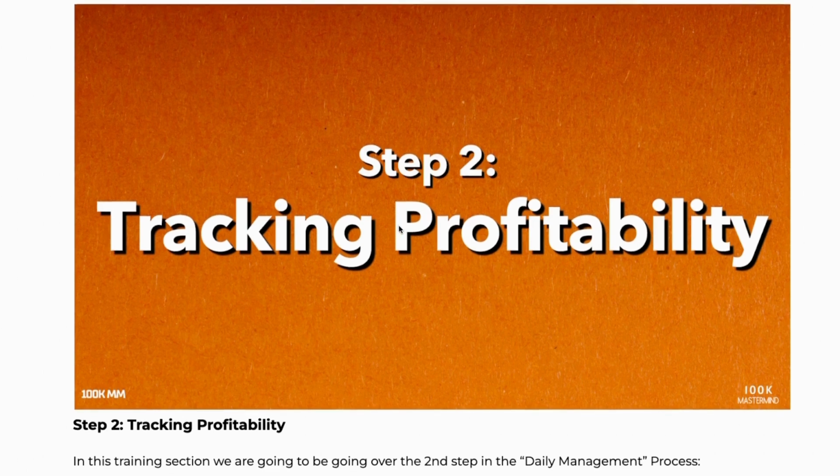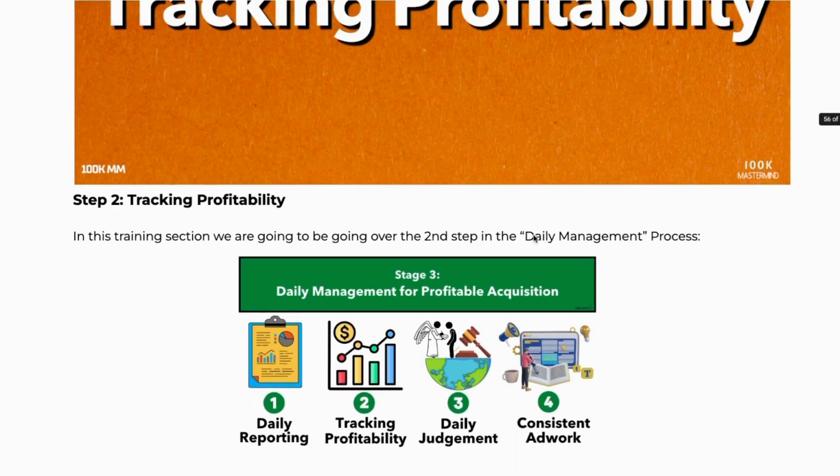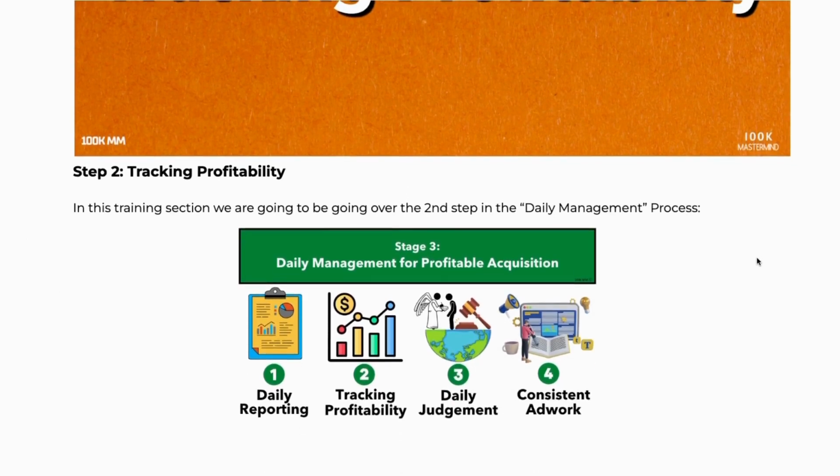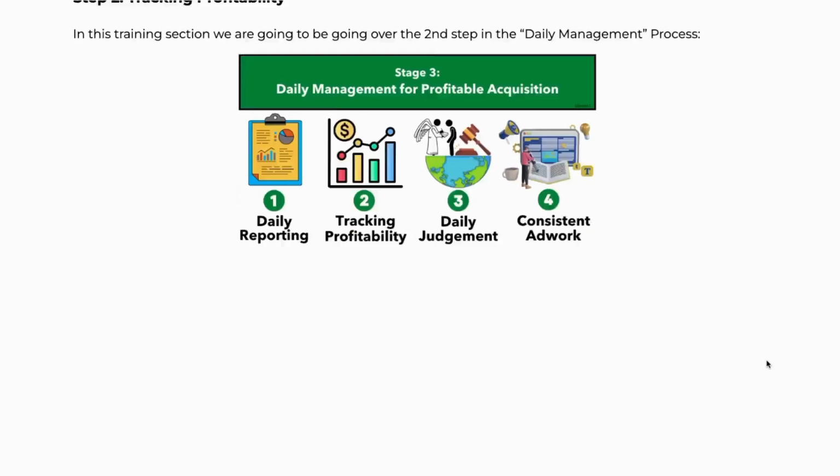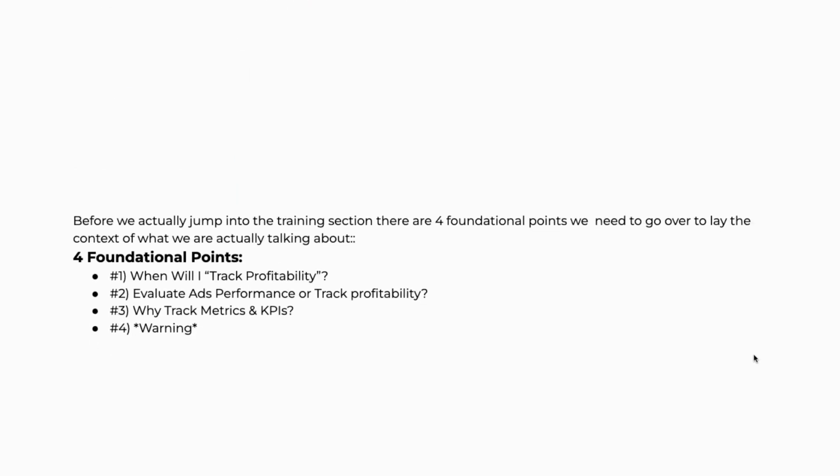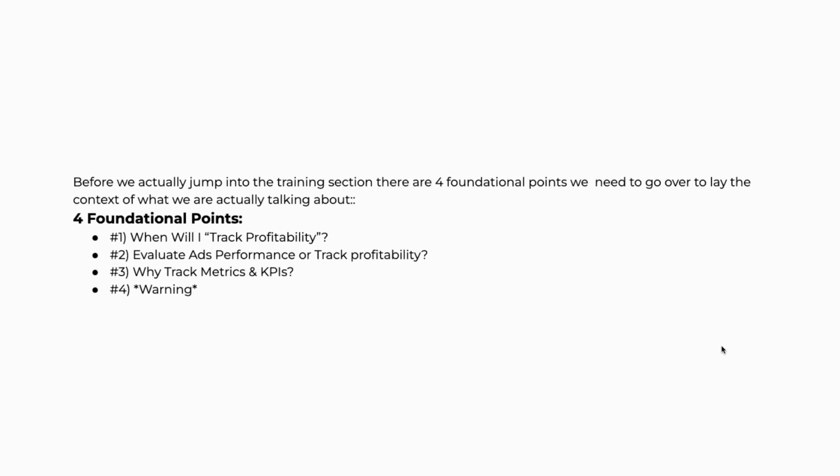So let's go ahead and get into the introduction of this and then get into the meat and potatoes of this training. So again, inside of this training section, we are going over step 2 of the daily management process, which is tracking profitability. Now, before we get into the meat and potatoes of this, there are 4 foundational points that we need to cover, so that I can provide you context, so that you understand exactly what we're talking about here, okay?